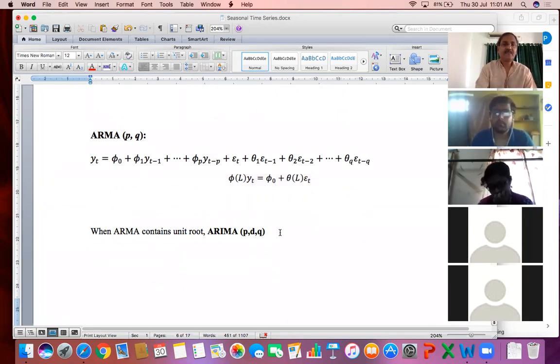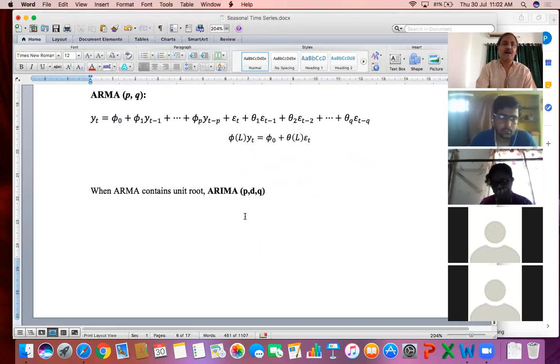Now, ARMA is conventionally considered a stationary one. If in an ARMA series there are unit roots, then this model will be called ARIMA. So what is the difference between ARMA and ARIMA? ARMA is stationary, but ARIMA is non-stationary. So non-stationary ARMA is called ARIMA, autoregressive integrated moving average. The term integrated appears because of the non-stationarity, because of the presence of a unit root. So if an ARMA process contains a unit root, then we can say the series follows ARIMA.